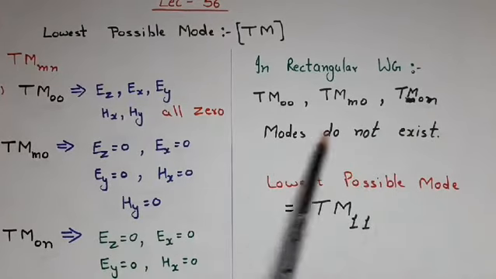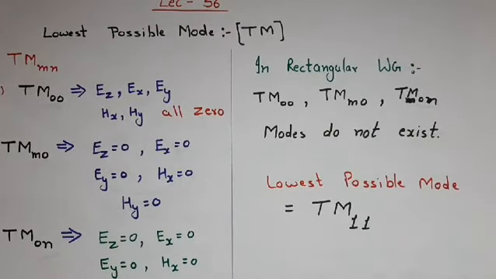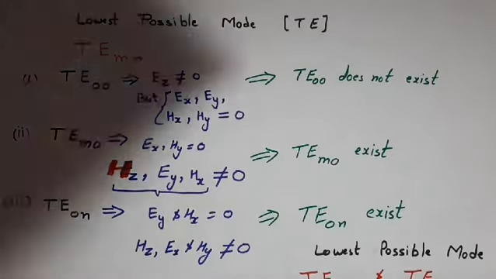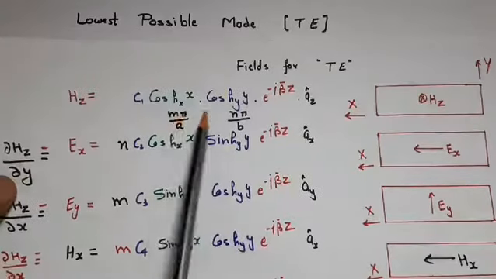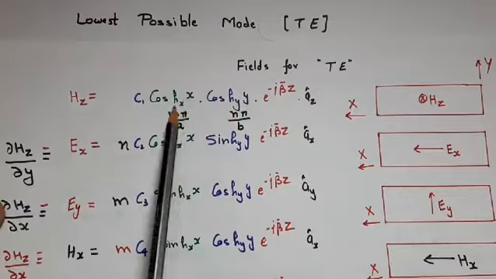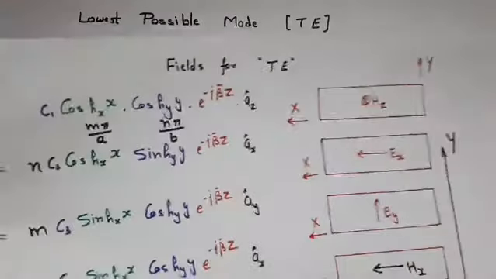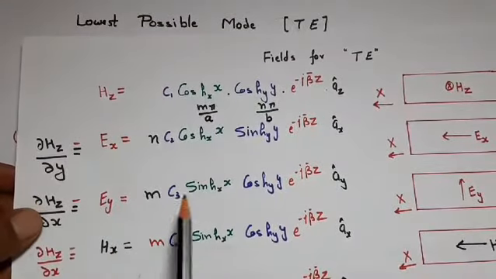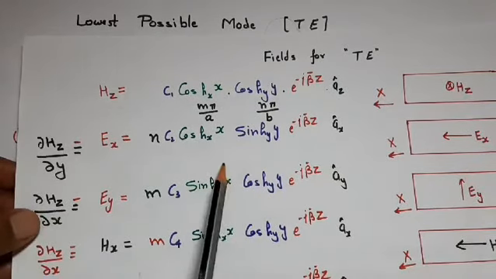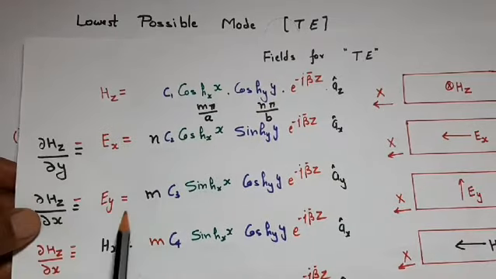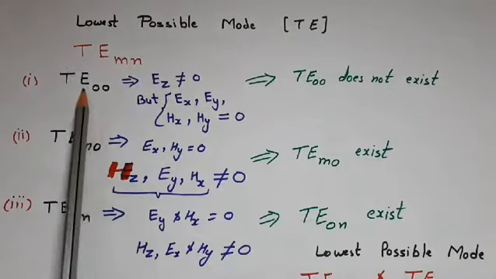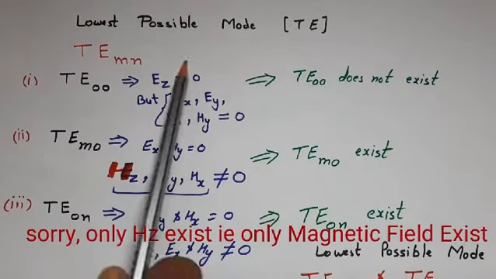Now if we talk about TE, first we check for TE00. Because Hz has both cosine functions, m equal to n equal to 0 does not make Hz 0. So Hz exists for m equal to n equal to 0. But if we talk about Ex, Ey, Hx, Hy, then all of these expressions have at least one sine function, and because both m and n are 0, surely Ex, Ey, Hx, Hy will be 0. So in TE00 only Hz exists, meaning only a magnetic field component exists.